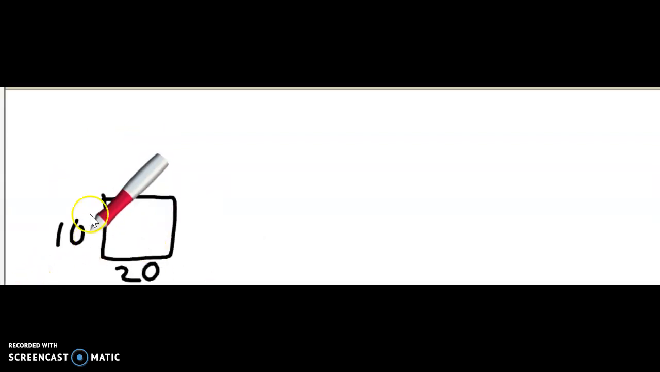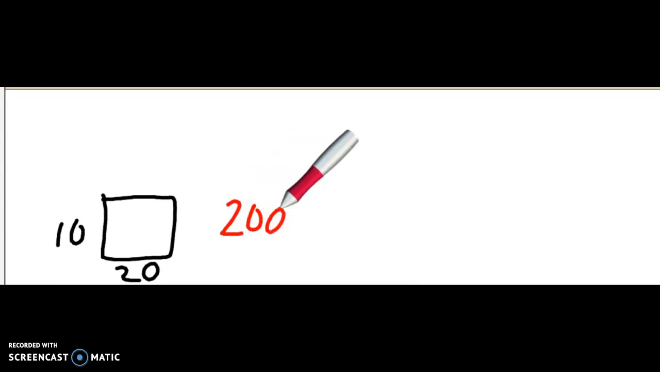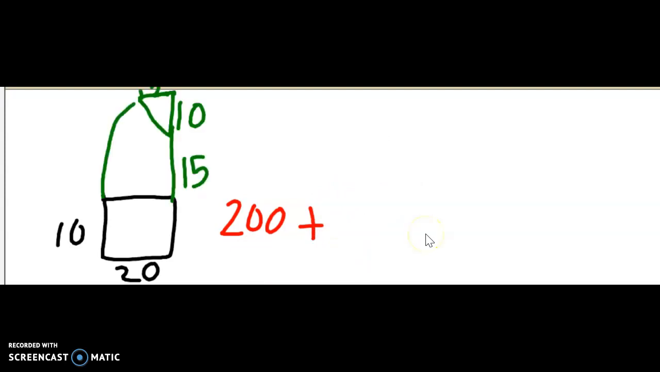And this piece is 10 times 20. We could just do 2, and we count our zeros, and there are 2 zeros, so that's going to be 200. Now we're going to have to add the other portions to it. I apologize, it's kind of hard to draw on this with my finger. But basically we have our base down here, which is the 200. Now we're going to try to add together this very strange shape up here.